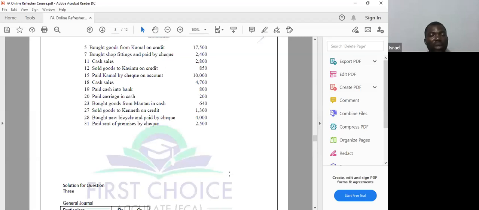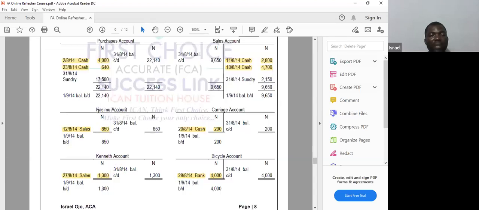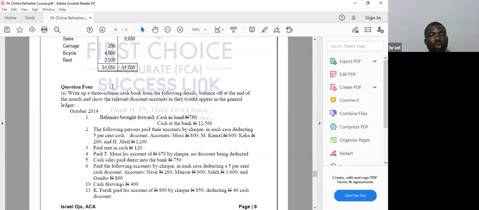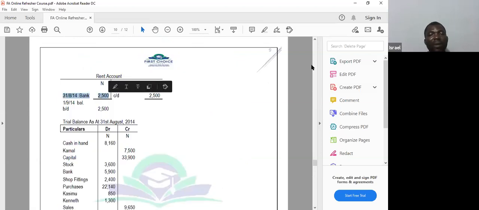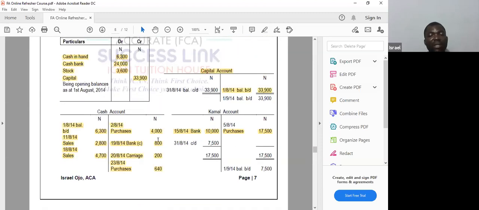So you look at your bank account. We are crediting it with 2,500. So the rent account will be the one to receive it. So once it's receiving, you debit it. Can you see that? We debit it with 2,500. Now that we have done the posting, that was the last item that we treated here.